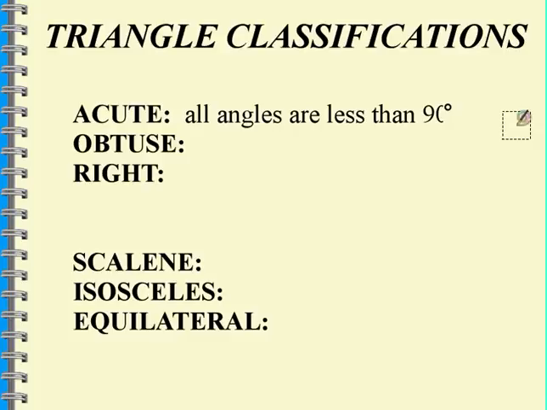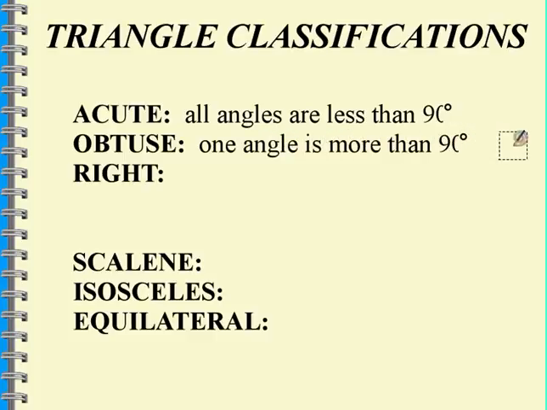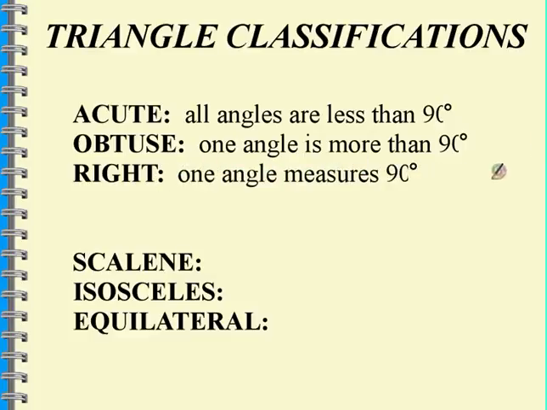Okay, what about an obtuse triangle? One angle is more than 90 degrees. Now why can't you have more than one such angle? Then it won't equal 180. That's right. Because remember, in a triangle, the sum of the measures is 180 degrees. In a right triangle, exactly one angle measures 90 degrees. So once again, these should be review. You should know these pretty well.